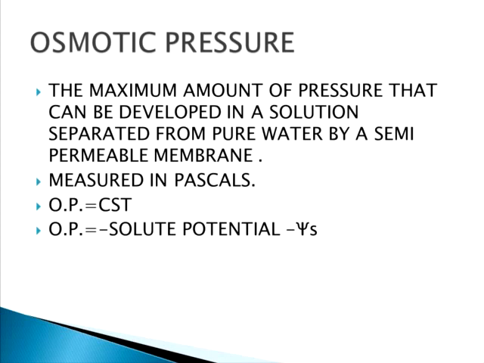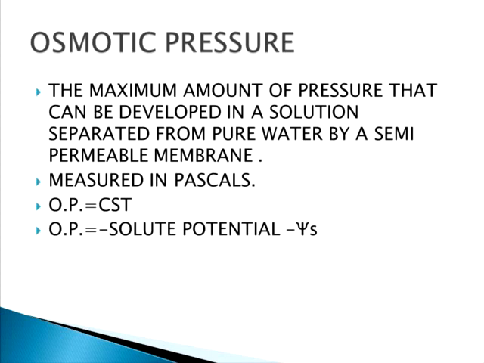Why does this happen? Because all of you know that NaCl, being an electrolyte, ionic in nature, breaks up into Na+ and Cl- ions. That is, the particle number is doubled in this case. So osmotic pressure depends upon the number of solute molecules in the solution.